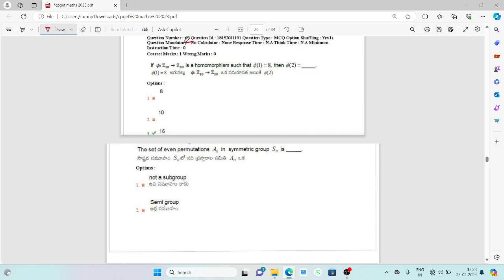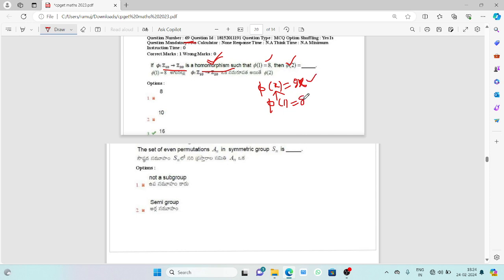And the 69th one is: if pi from Z10 to Z20 is a homomorphism such that pi of 1 equals 8, then what is the value of pi of 2? He already provided that it is a homomorphism, and he provided one condition, that pi of 1 equals 8. So I just randomly choose the pi value: suppose pi of x is equal to 8x. Then I check whether it is satisfied or not. If I take the value of x as 1, that gives pi of 1 equal to 8, so we can clearly say that this is a homomorphism.